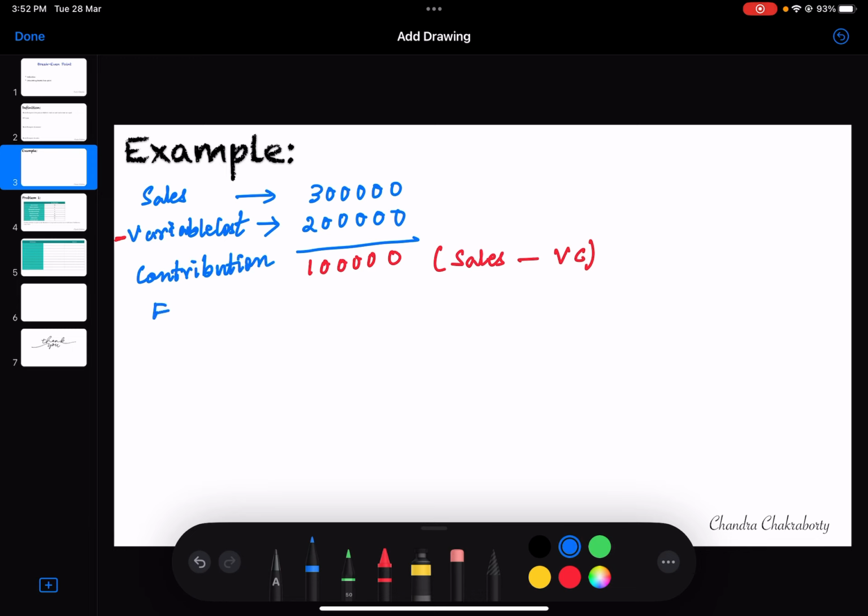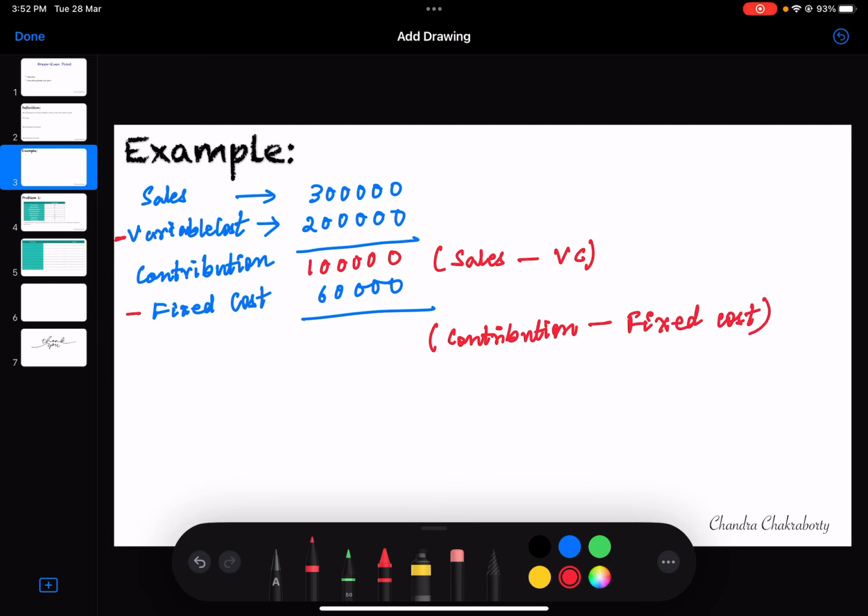Next, your fixed cost is 60,000. Now you have to deduct fixed cost from contribution. How are you getting this? Contribution minus fixed cost. And here you are getting 40,000, right? This is your profit.